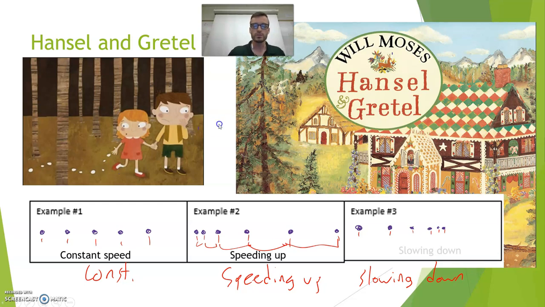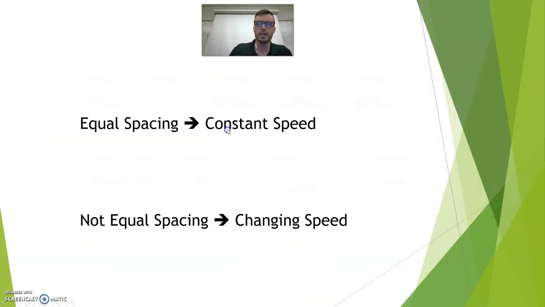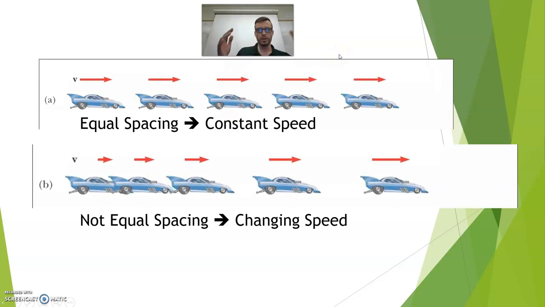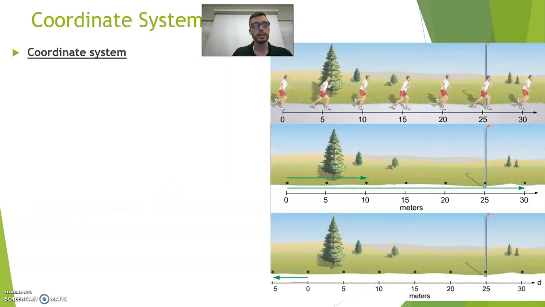All right, so that's the story of Hansel and Gretel and how it impacts our understanding of the particle models. Let's take a look at another picture here. Just to summarize that, if you have an equal spacing on a motion map or a particle model, that will imply a constant speed. And if you have not equal spacing, that will imply a changing speed.